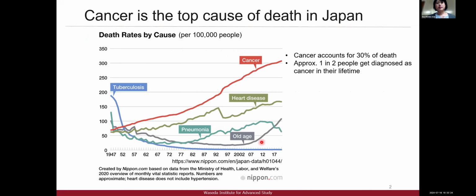Cancer is currently a top cause of death in Japan, and almost half of the people contract cancer in their lifetime. So it is a huge issue in Japan and also worldwide.